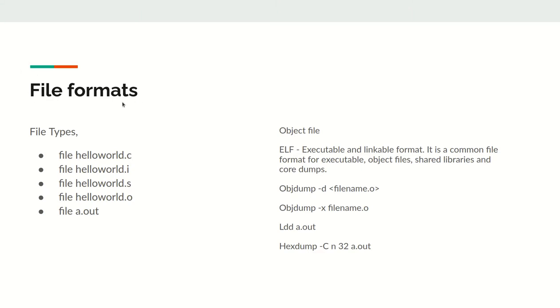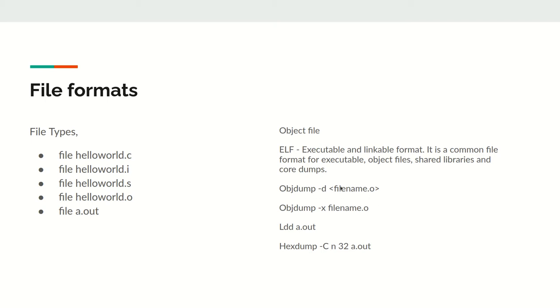Now we will see the file formats. We saw the whole compilation process and what intermediate files we are getting. Now we will see the file formats: the .c, .i, .s and .o extensions and the a.out. This is an ELF file format. If you see the .o, it's in binary form, right? That is the Executable and Linkable Format. It is a common file format for executable object files, shared libraries and core dumps. So this is the command, and we can see how this one looks.